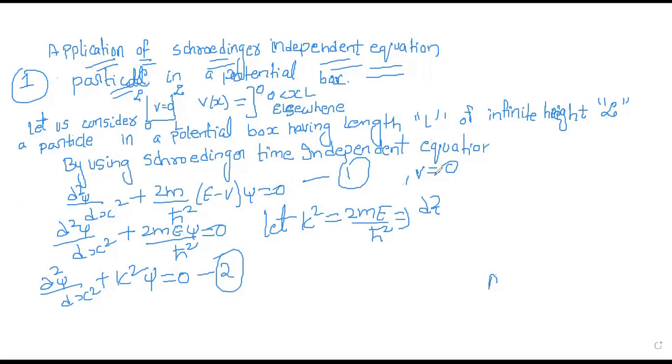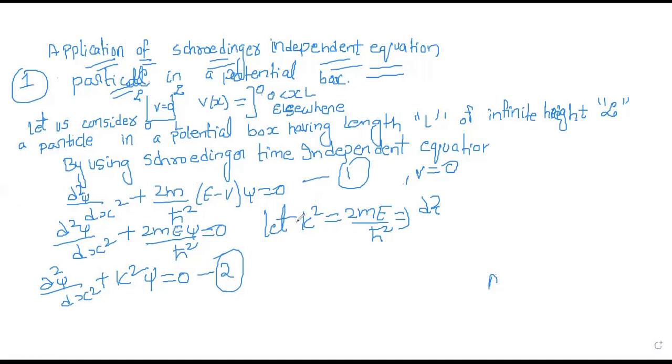So V is equal to 0. As we know that V is equal to 0 from the figure, so we write ∂²ψ/∂x² + 2mEψ/ħ² = 0. What is 2mE/ħ² can also be written as k². We are just replacing this value 2mE/ħ² with k². So now the equation will become ∂²ψ/∂x² + k²ψ = 0. This is equation number 2.